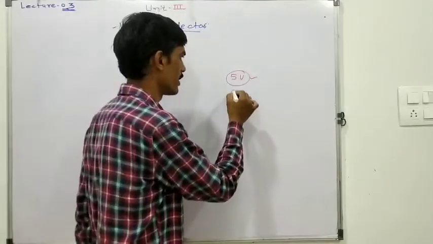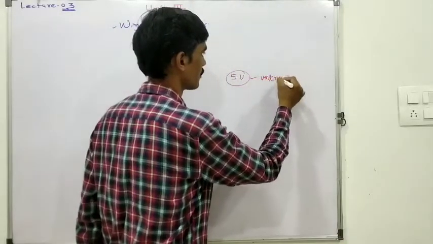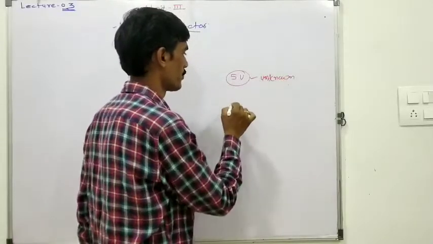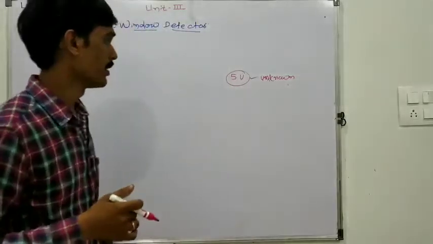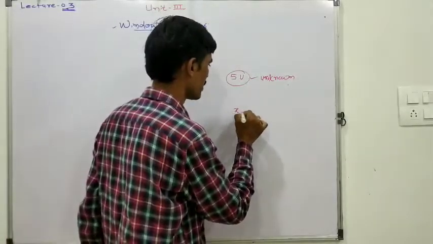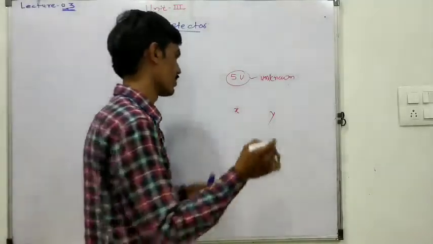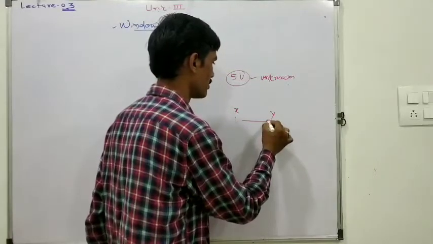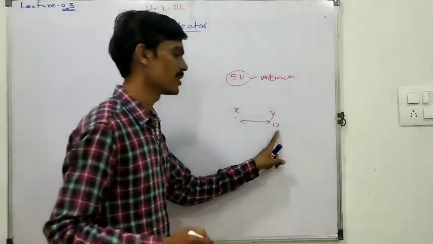whether this will be appearing. For example, this is an unknown voltage. We are providing it to a circuit, or we have to design a circuit which detects whether this voltage is appearing in between this range, X and Y range. X may be 1 volt, and Y may be 10 volt. Now this is one range, where the lower voltage is 1 and the higher voltage is 10.